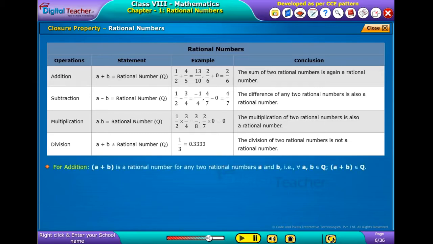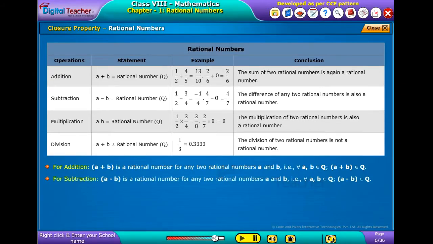For addition, a plus b is a rational number for any two rational numbers a and b, that is, for all a, b belongs to Q. Thus, a plus b belongs to Q. For subtraction, a minus b is a rational number for any two rational numbers a and b, that is, for all a, b belongs to Q. Thus, a minus b belongs to Q.